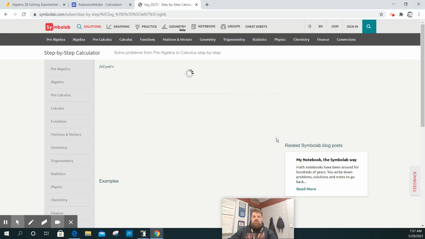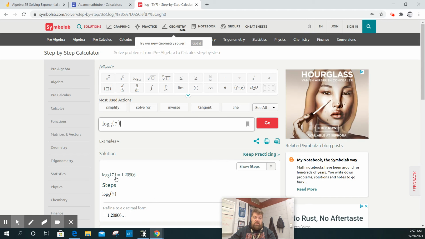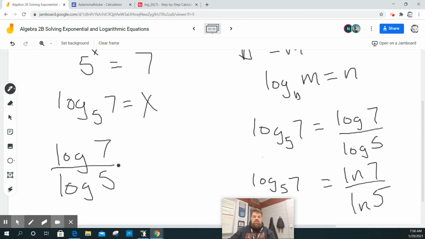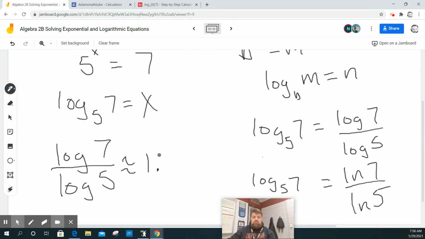So if I hit go, this calculator will calculate it for sure. But if you have just the standard calculator, it won't. So anyways, it says it's about 1.2, right? So this is approximately 1.2, roughly.